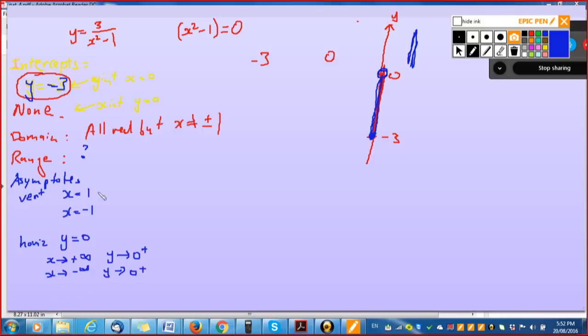Now, let's have a look at this. As X approaches 1 from the right, in other words from a bigger number than 1, what's Y going to approach? Positive or negative infinity?